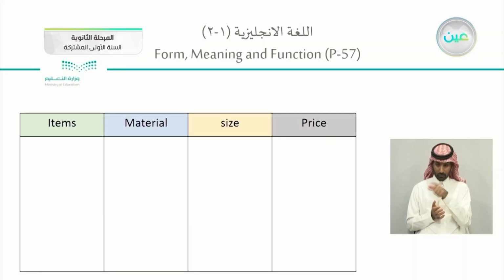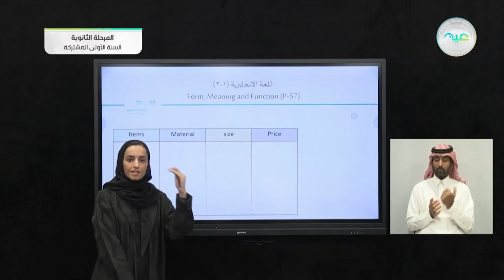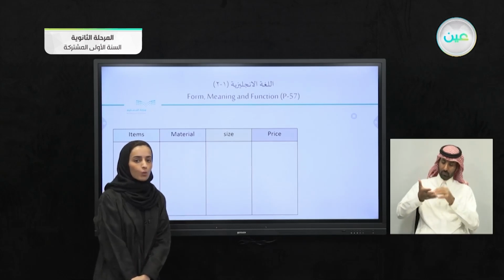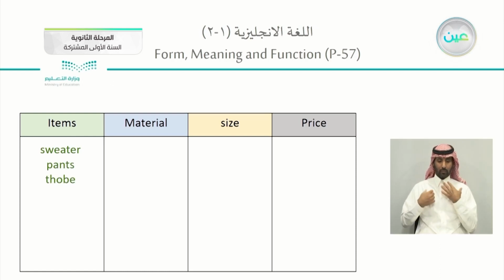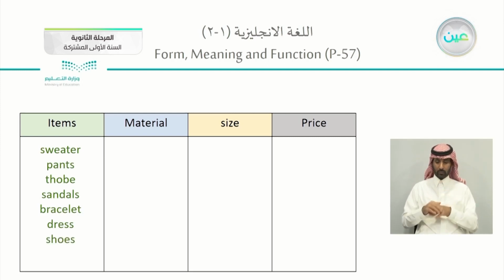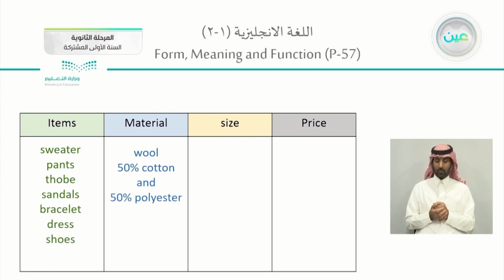In your book's page 57, we're having here a long list of word classes, and underneath each one we're having words. So items, we're having a sweater, pants, thobe, sandals, a bracelet, dress, and shoes. How about the material? I can think about wool. I can think about 50% cotton and 50% polyester. I can think about cotton, 100% cotton, or leather.